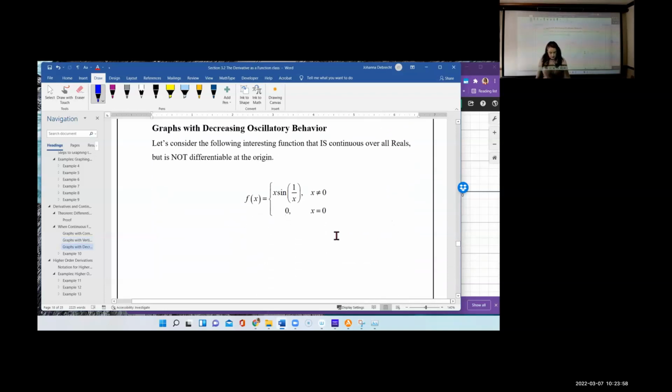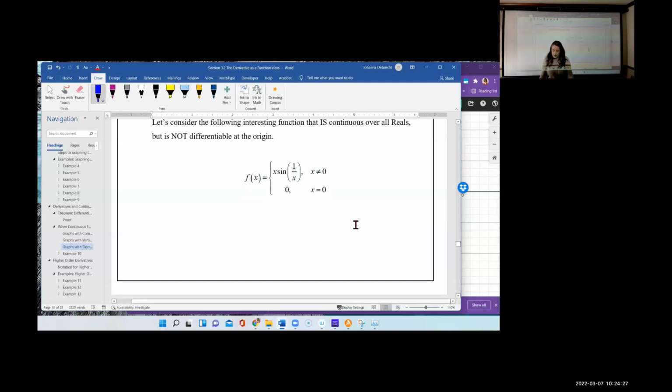All right. Let's take another look at some interesting functions that are continuous, but one that is not differentiable at the origin. This is kind of a strange function. This is defined for all values of the real numbers. It's continuous over all values of the real numbers, but it does not have a derivative at the origin because the limit from the left and the limit from the right do not equal the same value.